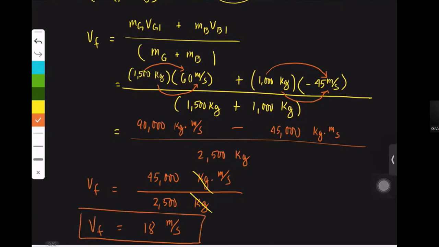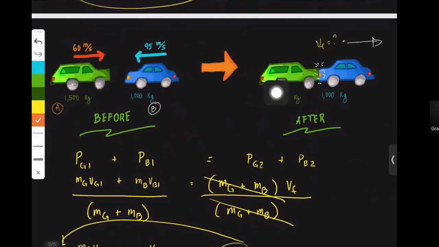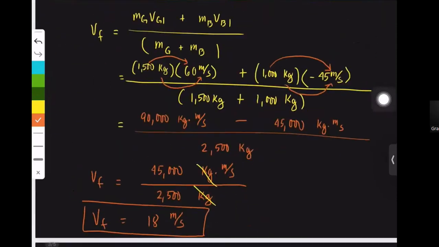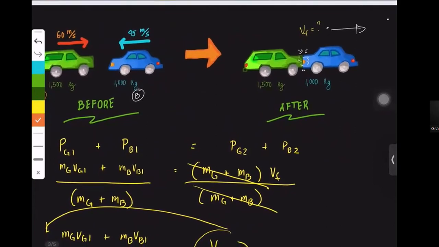What does this mean? It simply means that after the collision, the green car and the blue car now have the same velocity, which is 18 meters per second, which is positive. So that means both of the cars are now moving to the right side of your screen. So this is 18 meters per second.